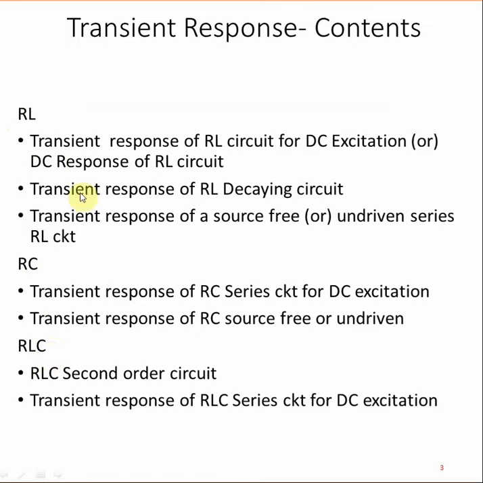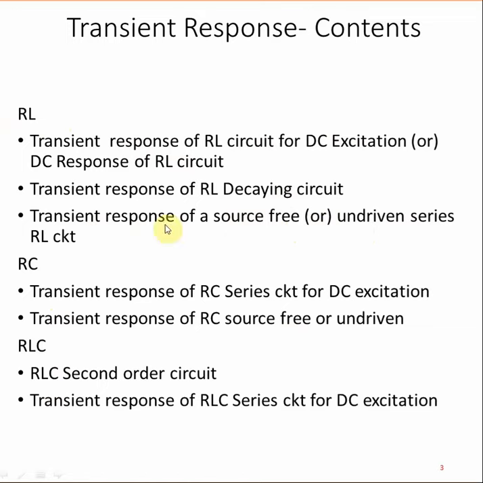Then what you will see is that each one has two topics. One is a simple DC excitation, where you directly apply the DC excitation to the RL circuit. The second one is the source-free case. Source-free means no source, and another name for it is undriven circuits. Similarly for RL and RC, but RLC is not the same.